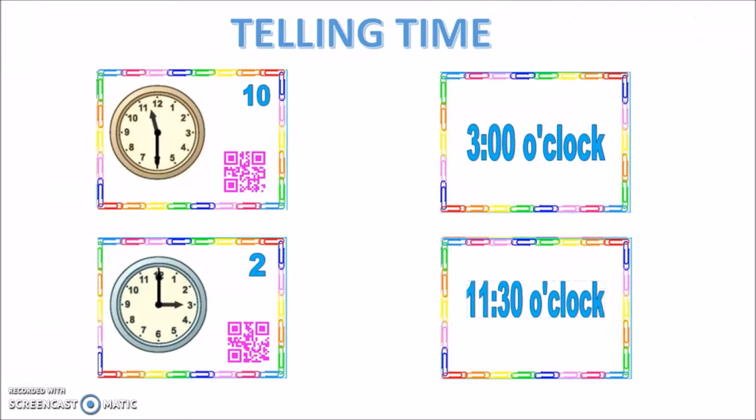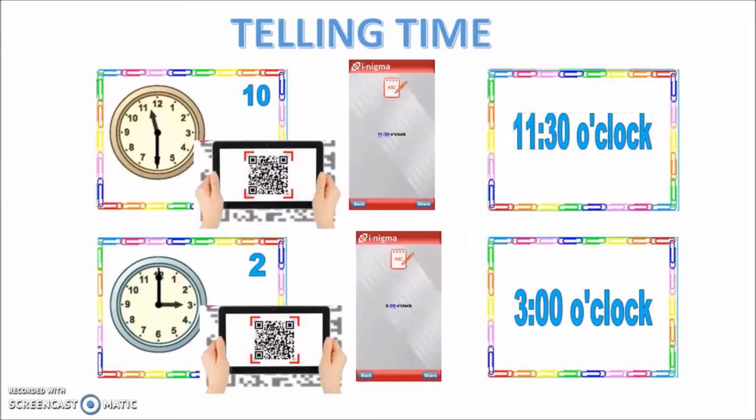Now our next activity is telling time. This activity consists of cards with a picture of a clock on them and cards with the reading time on them. Students must match the clock from one card to the reading time of the other card. Once they have matched the cards, they will scan the QR code to see if they got them correct.